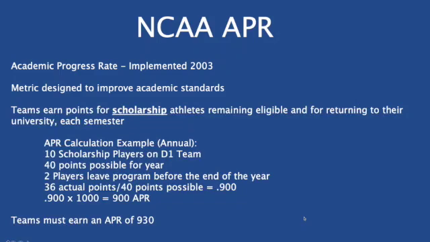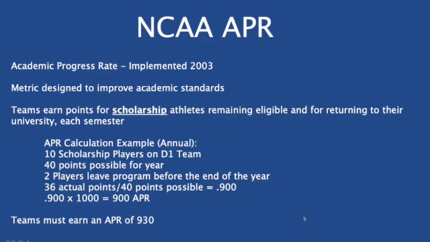Academic progress rate, or the APR, is a calculation that was designed to improve the academic standards of Division I sports teams and the progress of D1 scholarship athletes toward graduation. Each D1 scholarship athlete can earn an eligibility point for being academically eligible each semester and a retention point if they are returning to the university for the following semester.